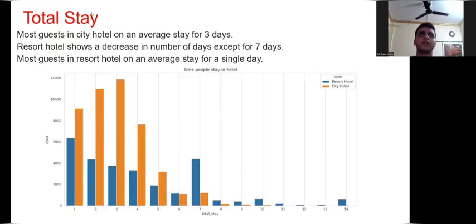So total stay is the sum of weeknights and weekend nights. So a 3-day stay is the most common on average. Resort shows a decrease in the count as the number of days increases, but the exception is the seventh day, where it increased. Most of the stays for resort are for 1 day.